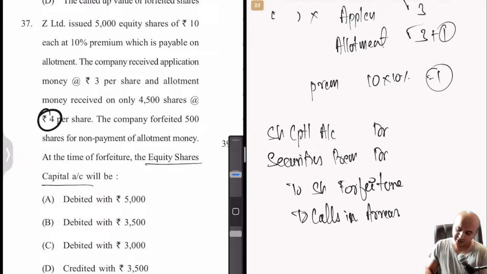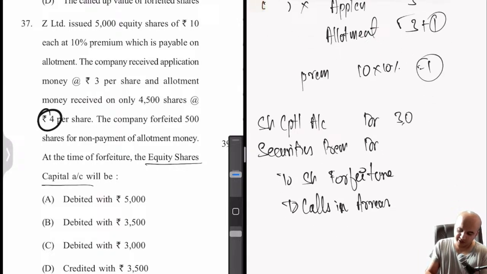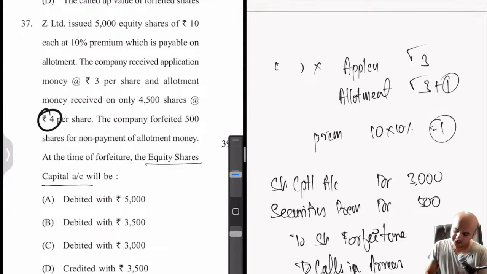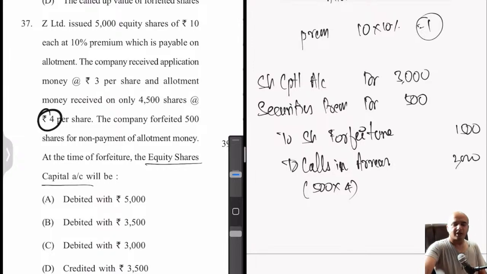Share capital account debit will be 3 plus 3, 6, 6 into 500, 3,000. Securities premium will be 500 shares into 1, 500 rupees. Share forfeiture account, how much is received so far? 3 into 500, 1,500. So how much is in arrears? This will be 500 shares into 4 rupees allotment. So this will be 2,000. That's all. This is the entry which we are supposed to pass.